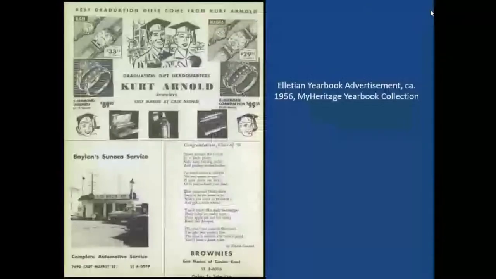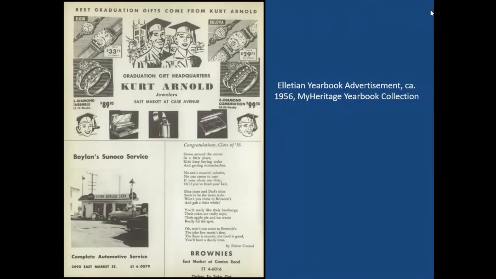So looking for those school advertisements and looking for the picture of your ancestor, maybe a biography of your ancestor, or maybe a photograph of them playing football. So yearbooks can hold all kinds of information that will tell you a lot about your ancestor when they attended school.